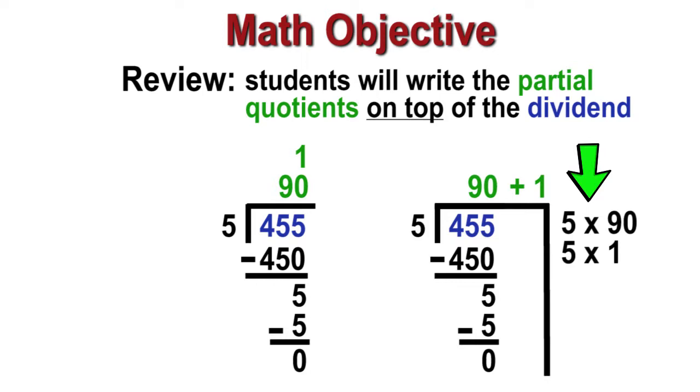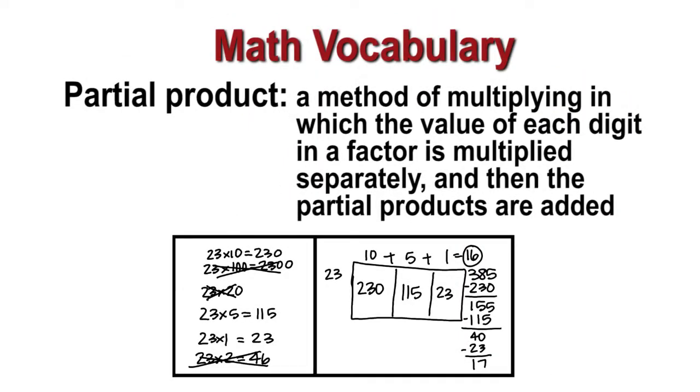When the partial quotients are written to the right of the partial products, it is also called lucky 7 because of the shape of the bar. The vocabulary for this lesson is a review.